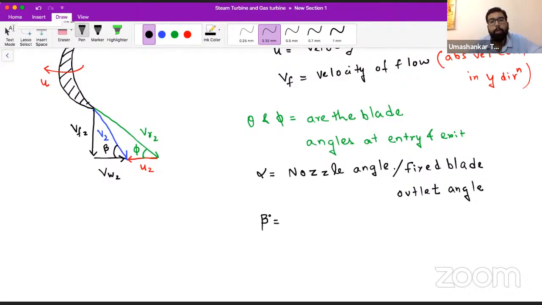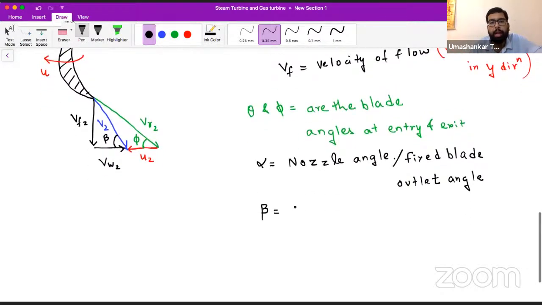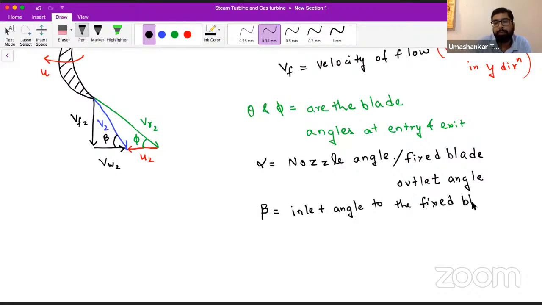How may we name this beta? So beta is the outlet angle of the moving blade. Not the outlet angle of the moving blade. We may call it inlet angle to the fixed blade. What does that mean?